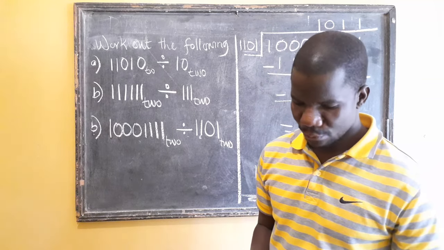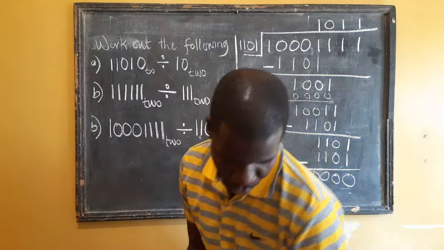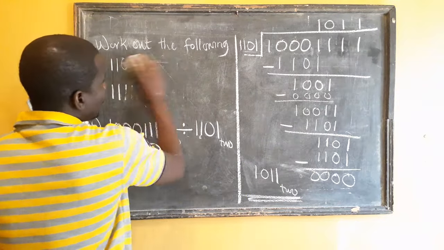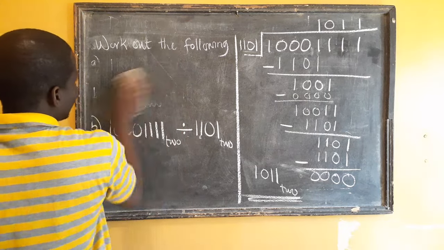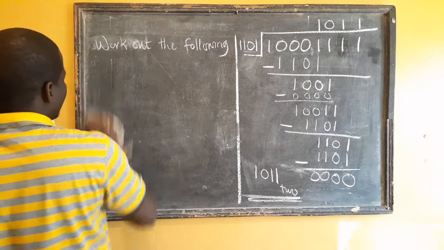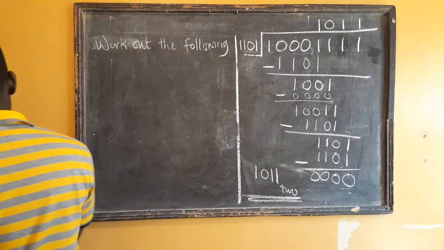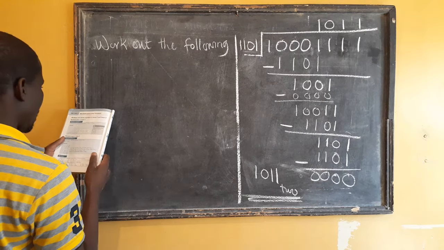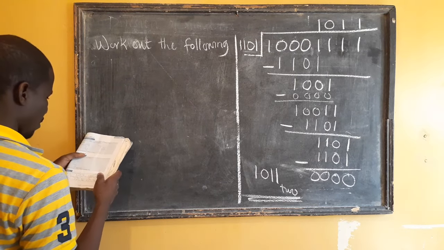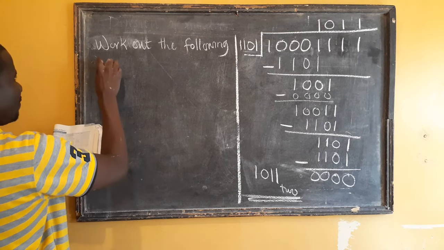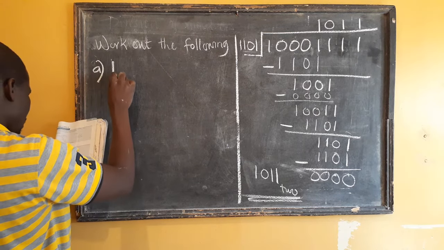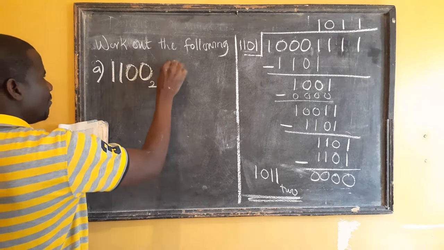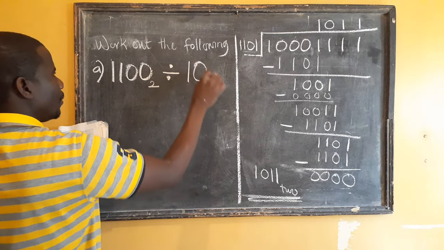So let me give you questions that you can as well do as you prepare yourself. So you can have the first one, 1, 1, 0, 0 in base 2 divided by 1, 0 in base 2.